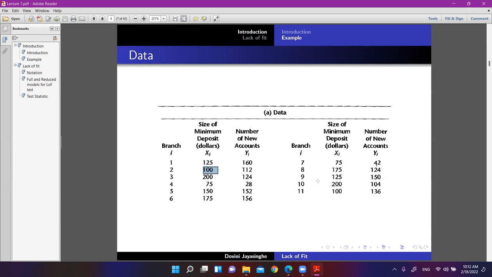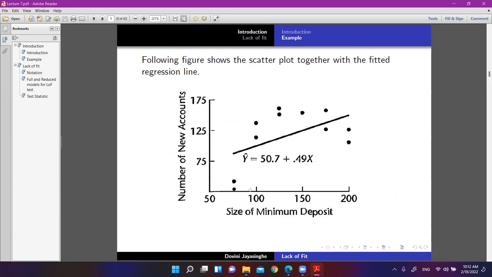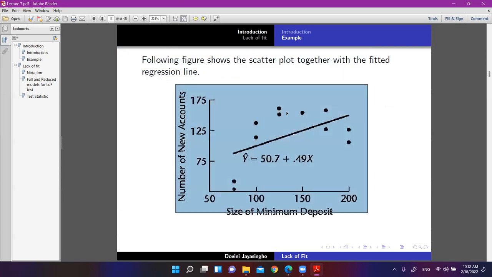When we take 100, see, it's repeated. We have 112 and 136. Observations on top of each other. See, if you take 100, we have 112 and 136. That is what you call repeated observations, right? So if we have one or more repeated observations, we are anyway going for a lack of fit test as well. We just don't end up with the usual ANOVA that we discussed before last week.